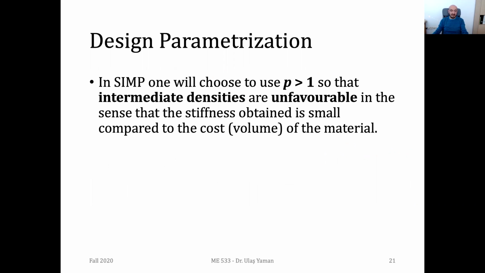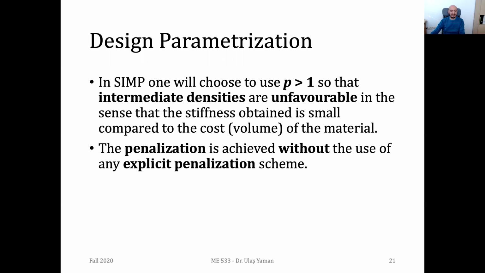So as we said, we prefer to have penalization factors greater than 1, so that any intermediate or unfavorable density values will be eliminated. We either have zero material or full material for these elements. And this is actually named an implicit penalization.